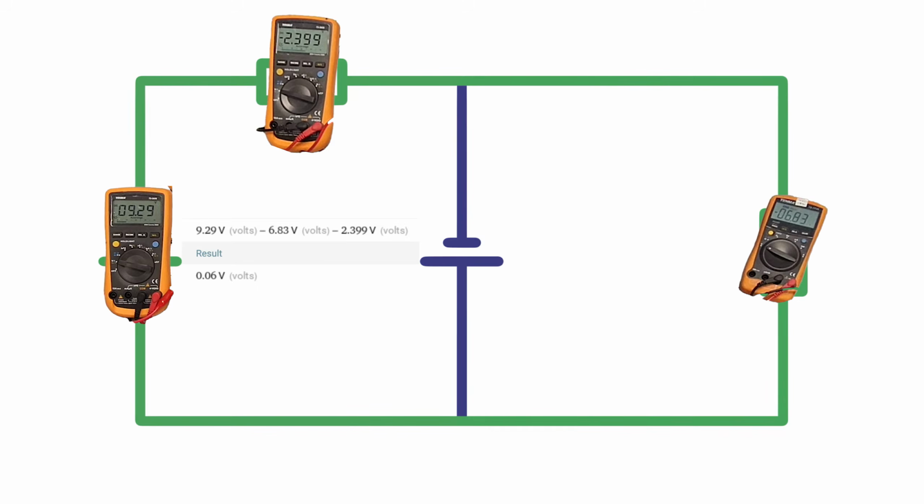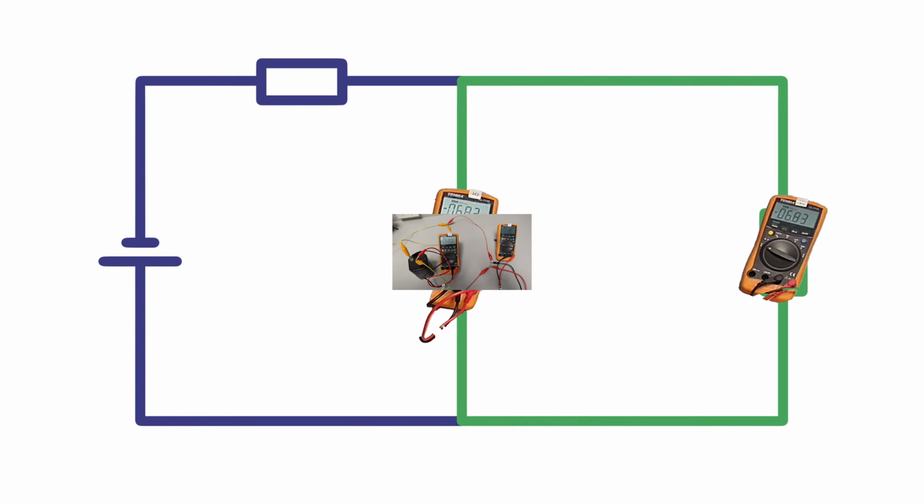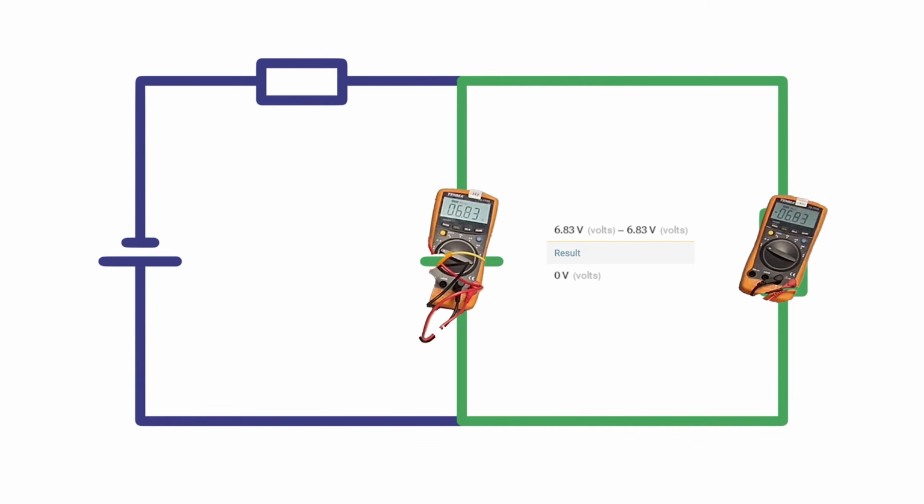In loop 2, the equation is the same. Although 0.06 isn't 0, it's small enough to blame on the otherwise ignorable resistance of the wires. In loop 3, we must switch the polarity of this multimeter to match it to the other, which gives 6.83 minus 6.83, giving us our expected total of 0.